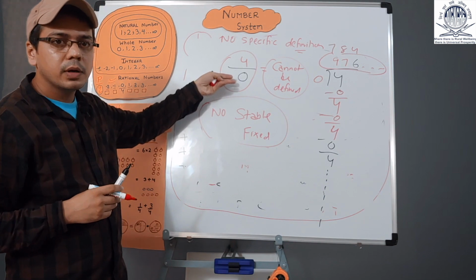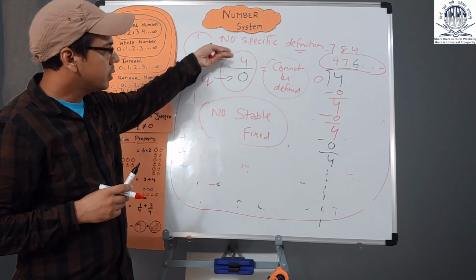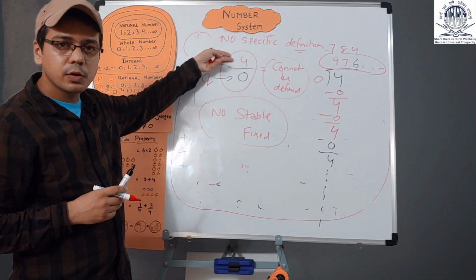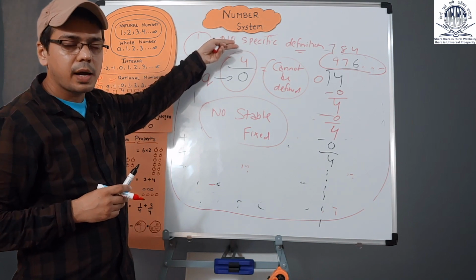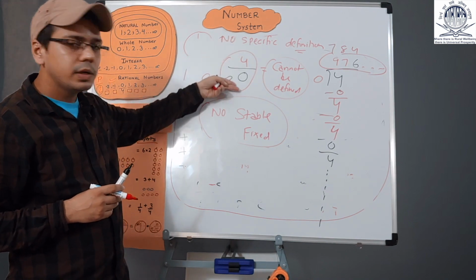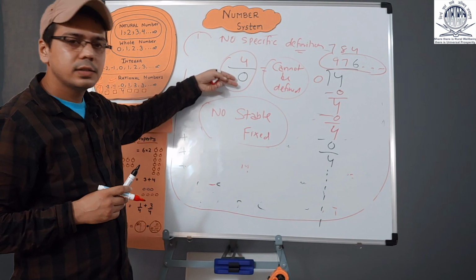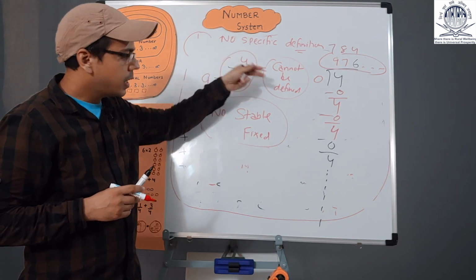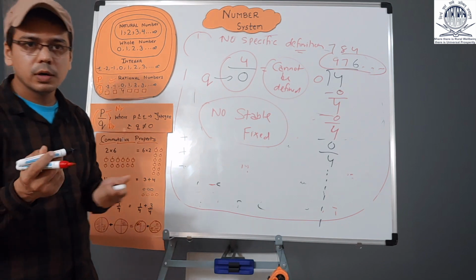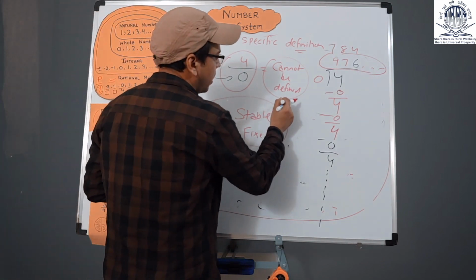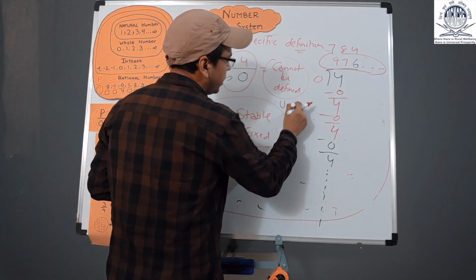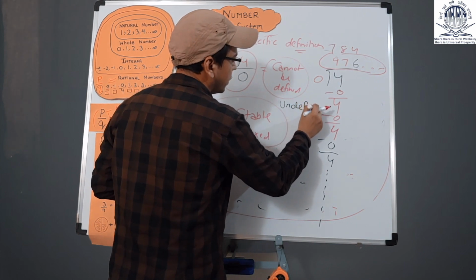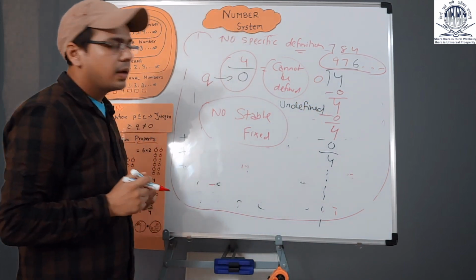So you should remember, if 0 comes in the numerator, the answer would be 0, which we did a minute back. But if 0 is in the denominator, you cannot use that 0 to divide the number above. It just cannot be defined. And sometimes in our mathematical world, we say that it's undefined.